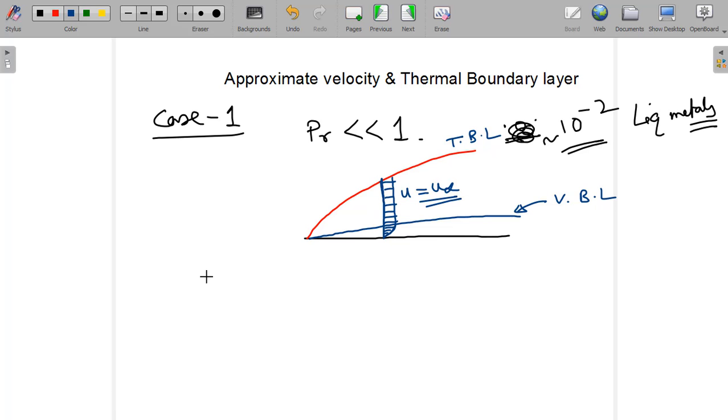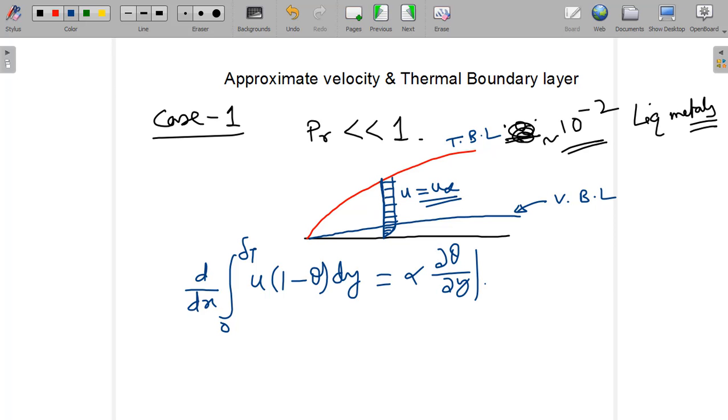So in our case, the equation is the integral from 0 to delta t of u into (1 minus θ) dy equal to alpha ∂θ/∂y at y equal to 0. We need not consider u separately. Definitely, if the Prandtl number is much greater than 1, then you also have to consider u by u infinity as a function of y by delta, so that velocity profile you have to approximate. But for this simpler situation, since the velocity is u infinity everywhere, if the thermal boundary layer thickness is very large, then u all over this boundary layer we can consider almost u infinity. So this becomes a constant, and that can be taken out easily.